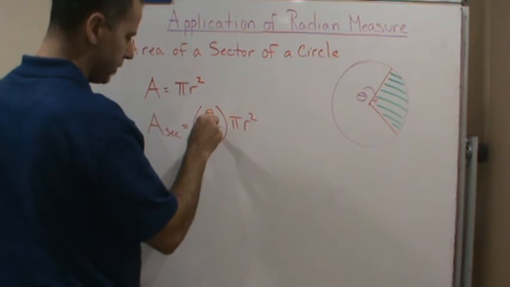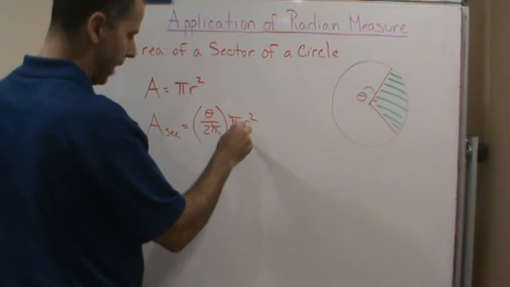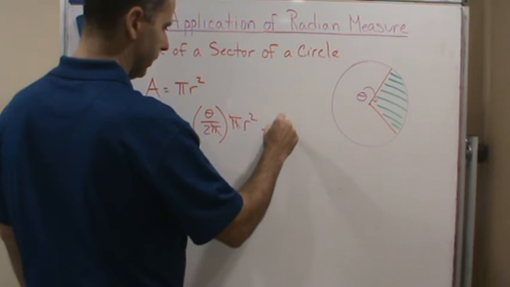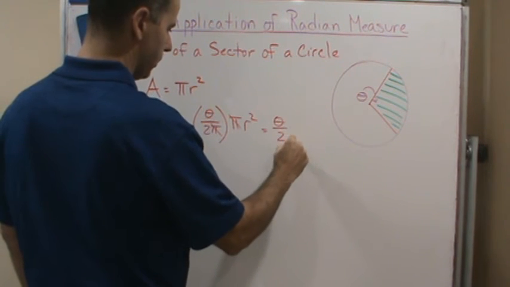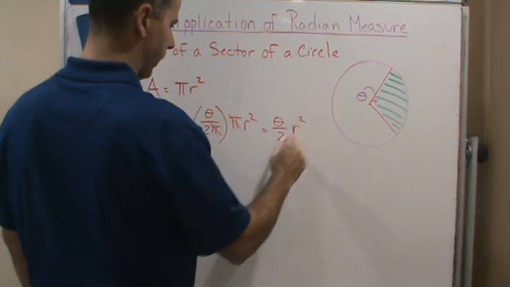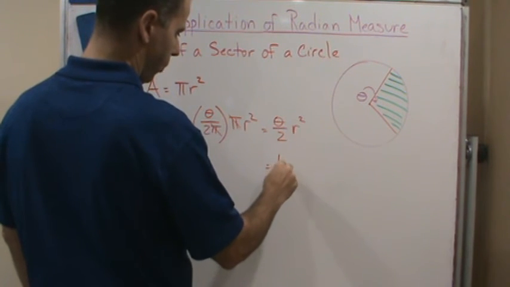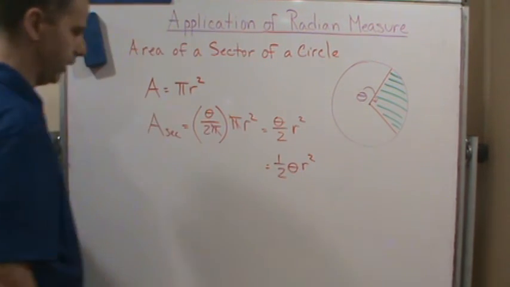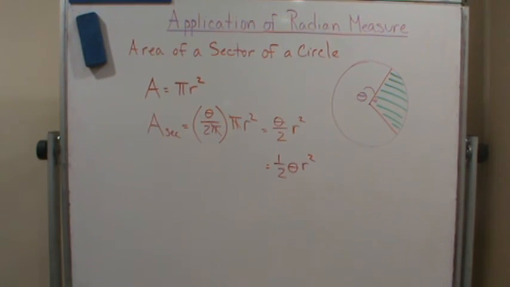So again, notice that things are going to cancel out. The pi's cancel out. And what do you end up getting? You end up getting 1/2 theta r squared. And so that's the formula in radians for the area of a sector of a circle. Okay, so again, this is for when theta is measured in radians.